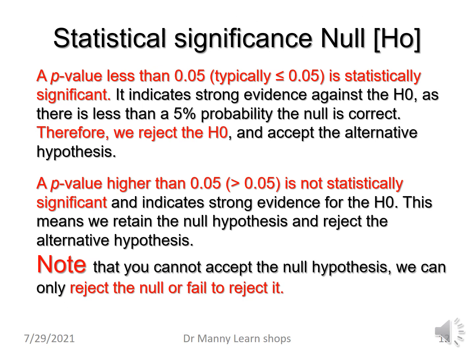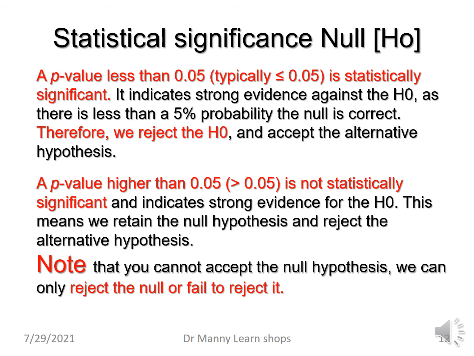A p-value less than 0.05 is statistically significant. It indicates strong evidence against the null hypothesis, as there's less than a 5% probability the null is correct. Therefore, we reject the null hypothesis and accept the alternative.